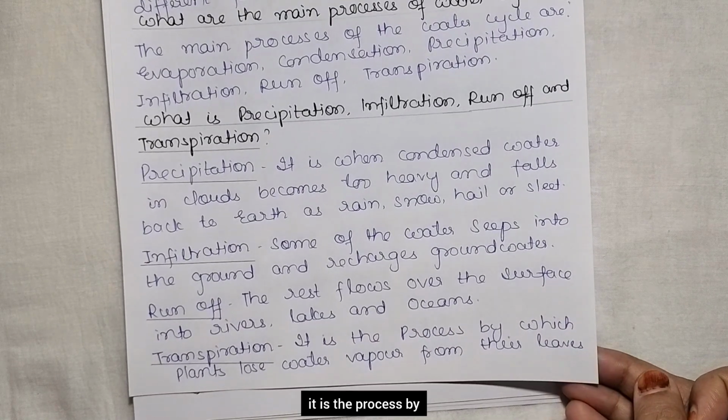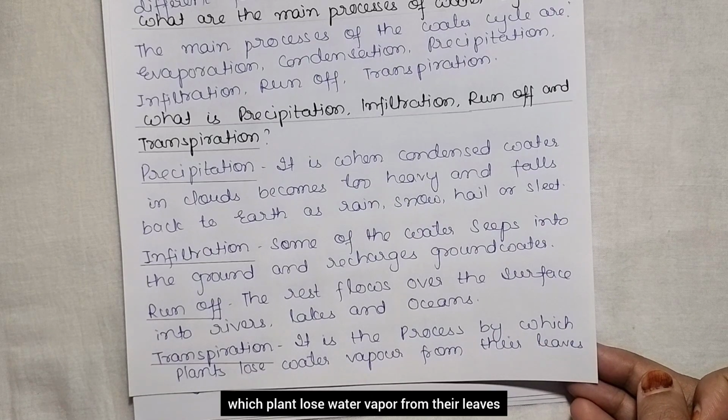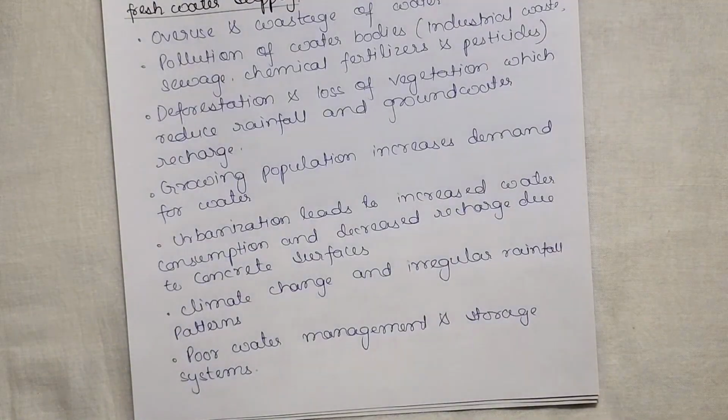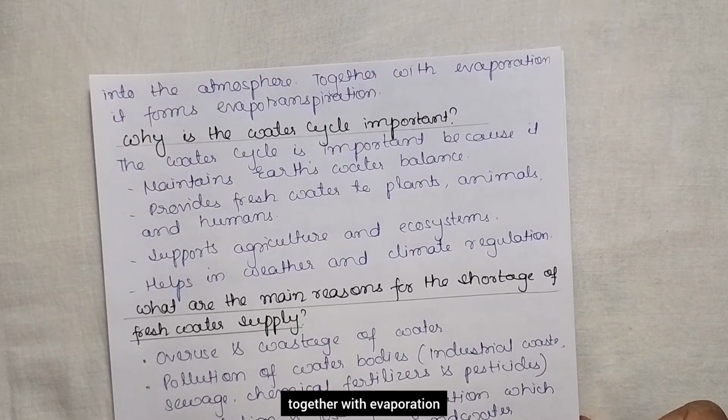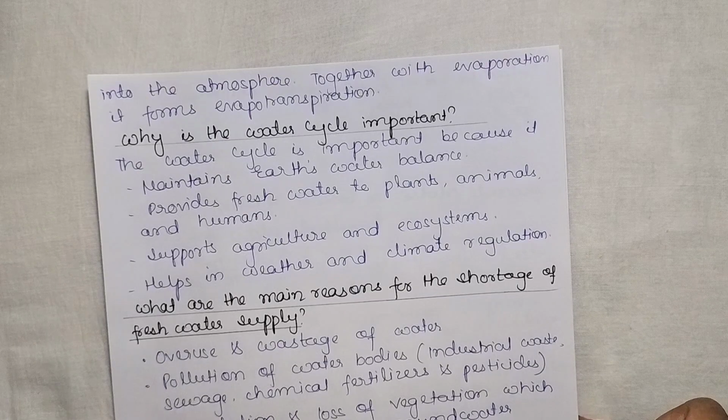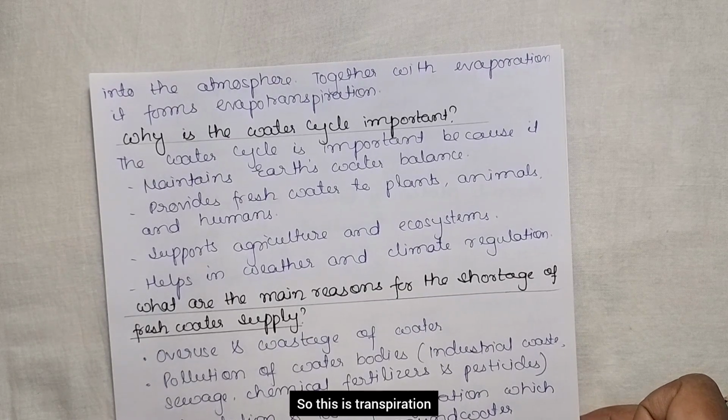Transpiration, it is the process by which plants lose water vapor from their leaves into the atmosphere, and together with evaporation it forms evapotranspiration, right? So this is transpiration.